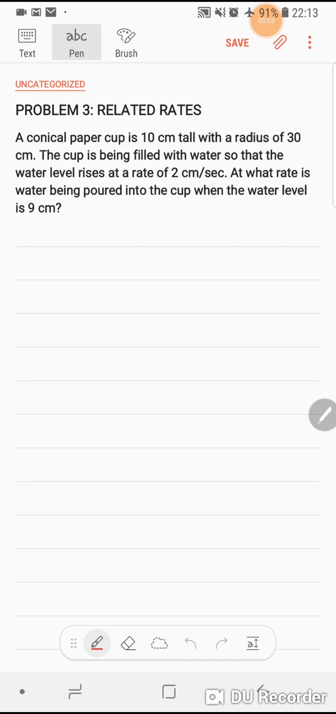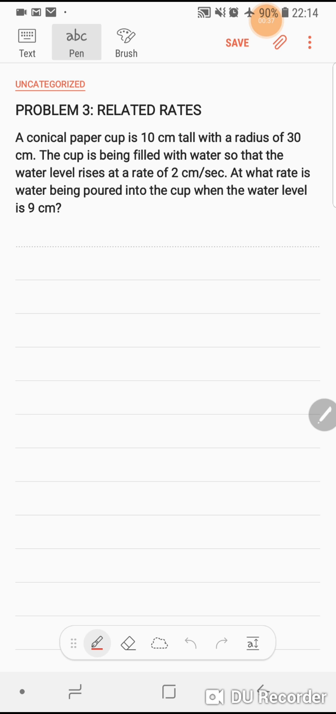So we're officially down to problem number 3, and this one involves the geometric shape that would be a cone. The problem would read: a conical paper cup is 10 centimeters tall with a radius of 30 centimeters. The cup is being filled with water so that the water level rises at a rate of 2 centimeters per second. At what rate is water being poured into the cup when the water level is 9 centimeters?